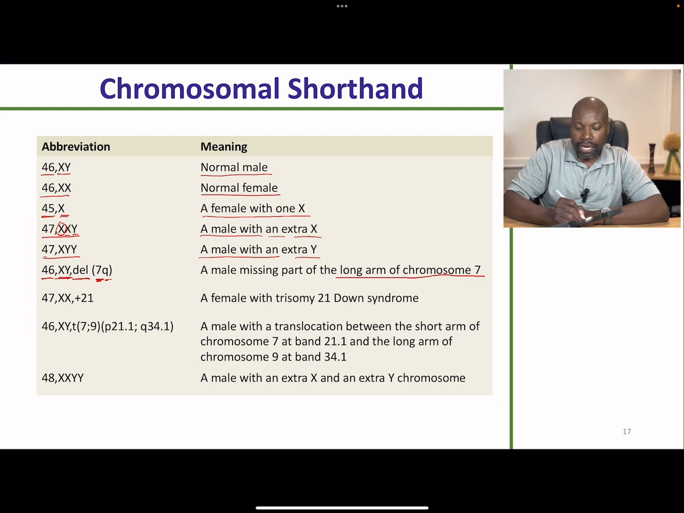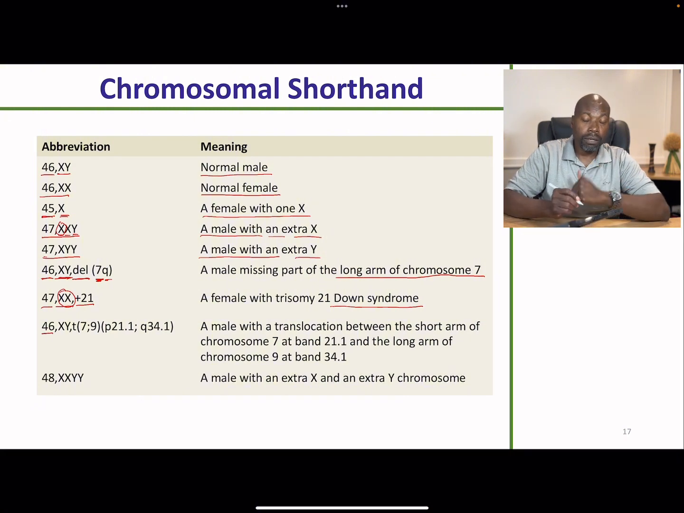This individual is 47XX plus 21, plus an extra chromosome in 21, right? So this is a female with an extra chromosome in number 21. So this individual has Down syndrome. Now, even a little more complicated here. So we have 46. Okay, good. Normal number of chromosomes. XY, this individual is male.